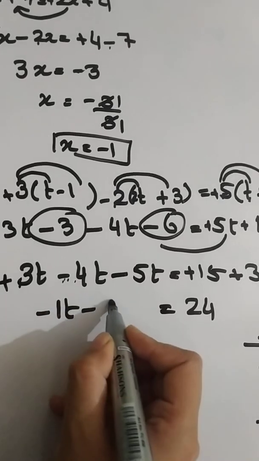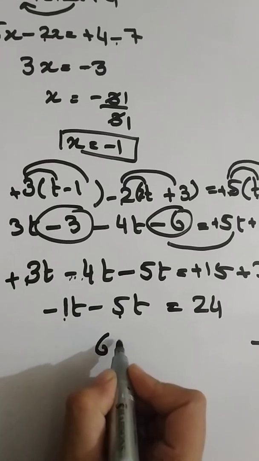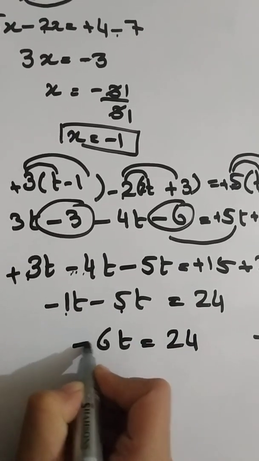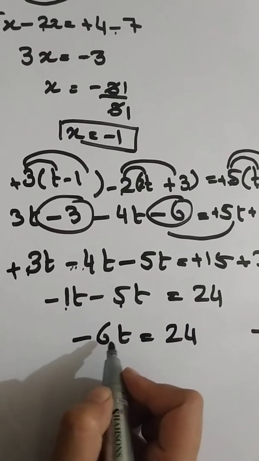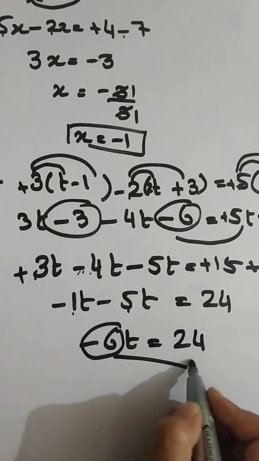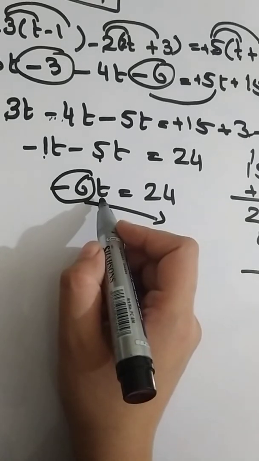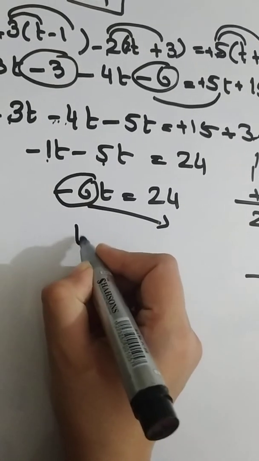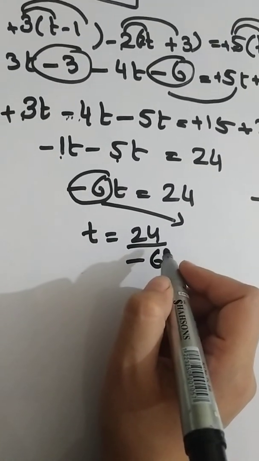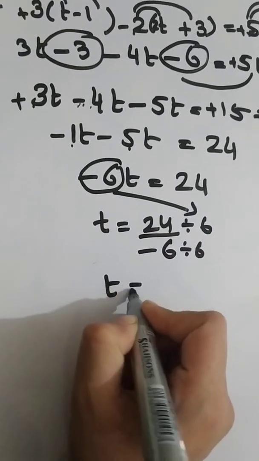Minus 1t minus 5t. So minus minus is plus. 1 plus 5 is 6t, but the sign with t will come of the bigger value, as 5 is bigger, so the sign with 6 is minus 6. As the minus 6 is multiplying with t, we move the number to the other side to find the value of the unknown term. Both terms come in the table of 6, so divide by 6, divide by 6. You will get the answer.